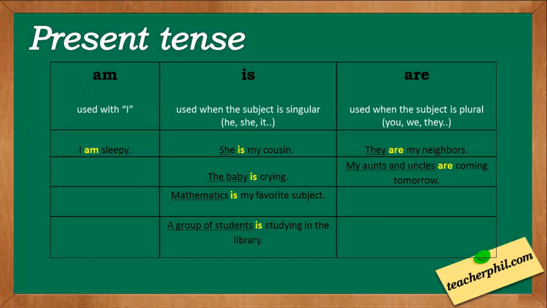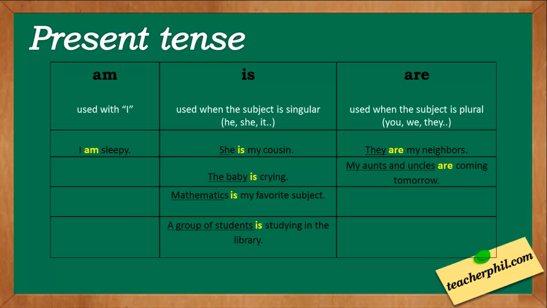Present tense. For present tense, we have 3, am, is, and are. Am is used with I. Example: I am sleepy.